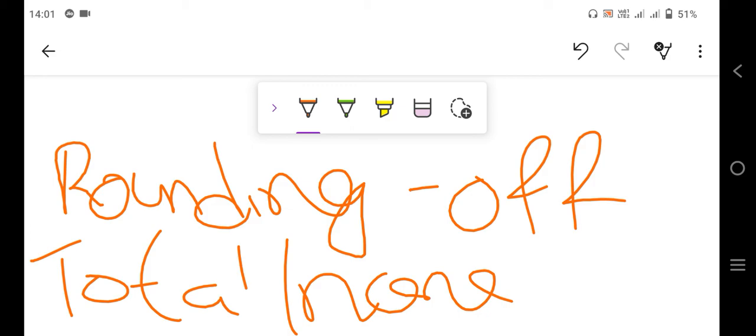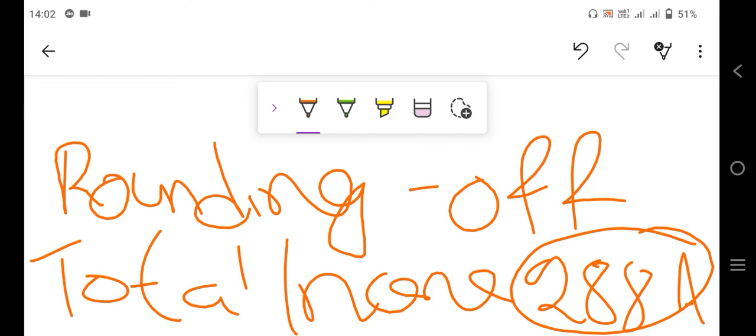So this is the rounding of total income. Apart from deductions, I mentioned the gross total income after deducting the sections, and the Income Tax Act also provides a benefit to the assessee. Rounding of total income is Section 288A. Under Section 288A, the total income, after deducting the deductions under 80C to 80U from the gross total income, is rounded to the nearest multiple of 10.